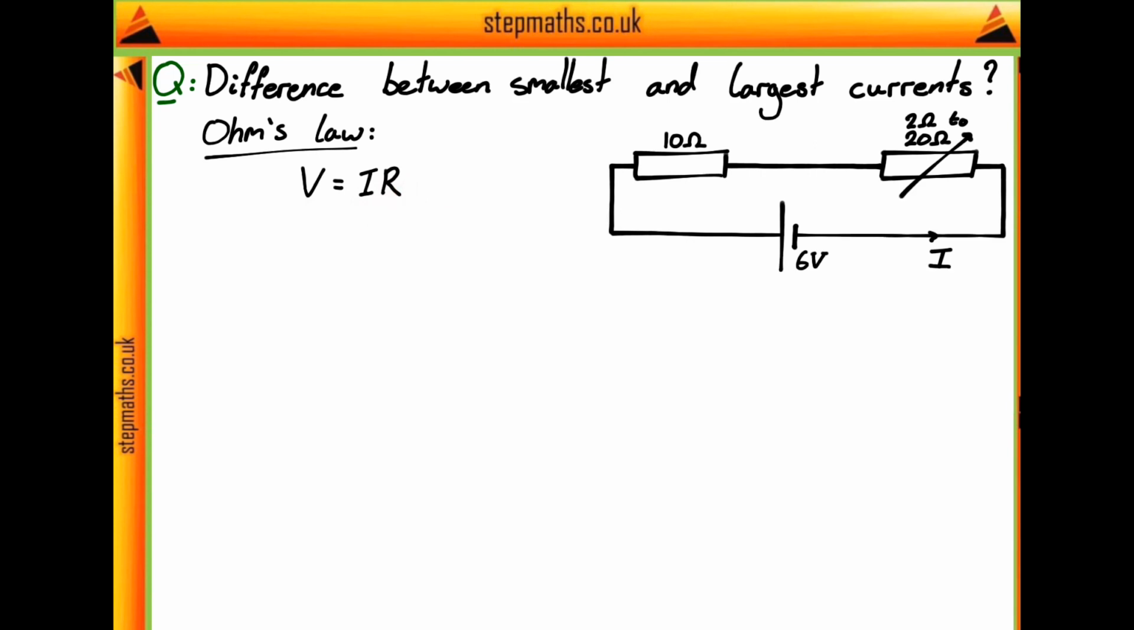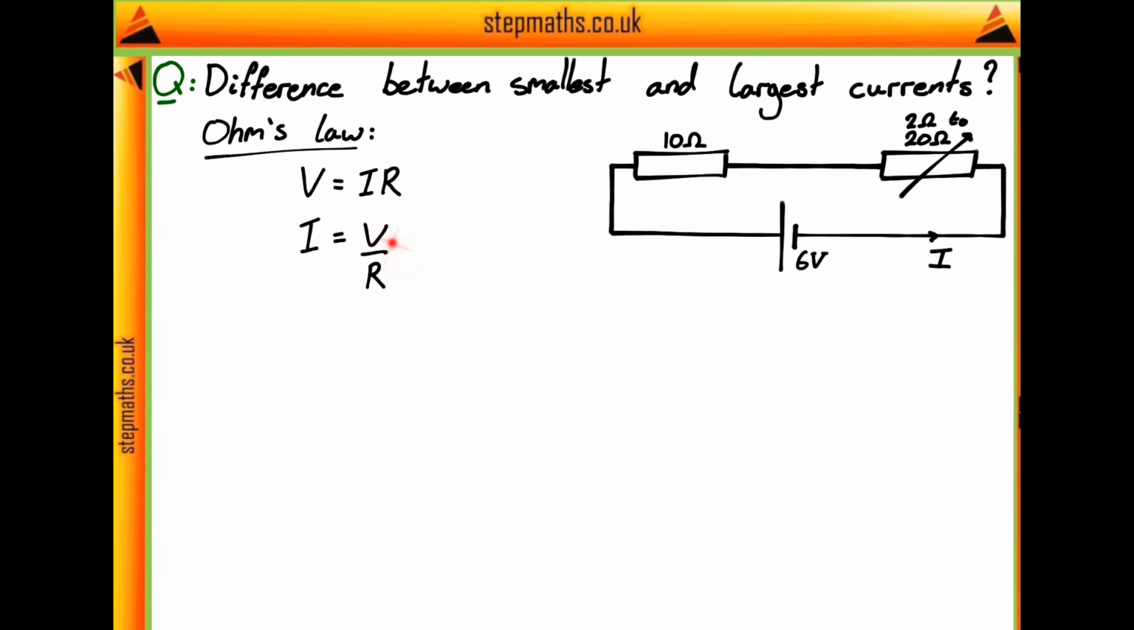Now if you think about what the question is actually asking us, it's asking us to find the difference between the currents, so we need to find the smallest and largest currents really. So how could we find the currents in this circuit? We could just use Ohm's law, couldn't we? We could rearrange it so that the current is equal to the voltage through the circuit divided by the total resistance of the circuit.